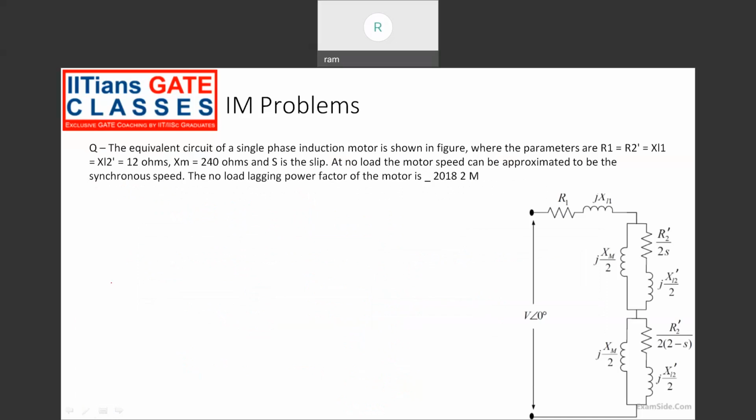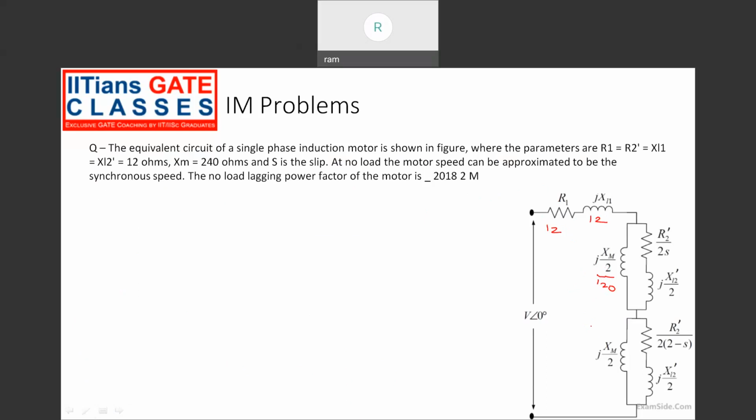Let's try to solve this question. The figure shows an equivalent circuit of a single phase induction machine. They have given us some parameters: R1 is 12 ohms, XL1 is 12 ohms, XM is 240, so XM by 2 is 120 ohms, and S is the slip.